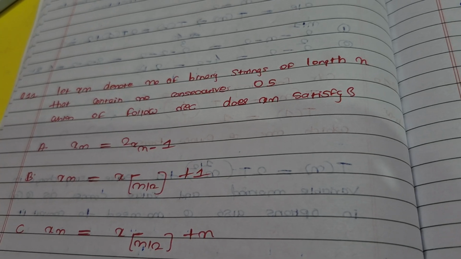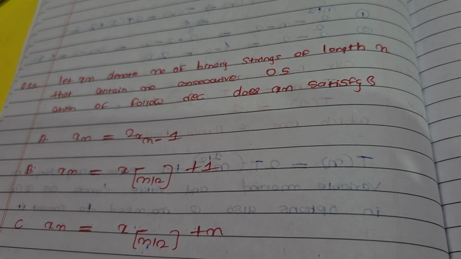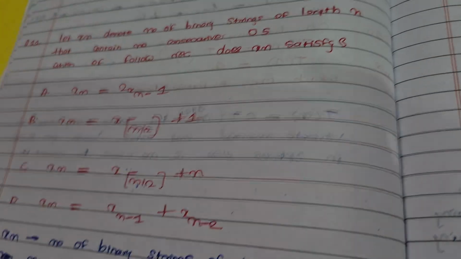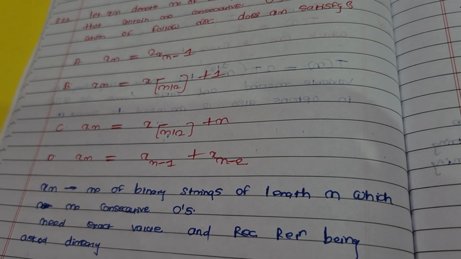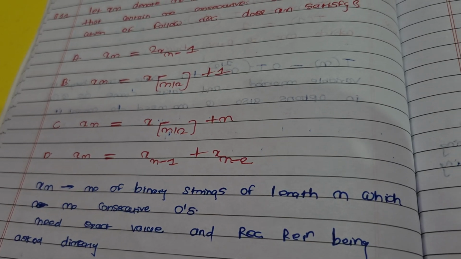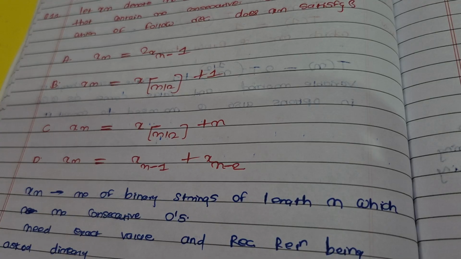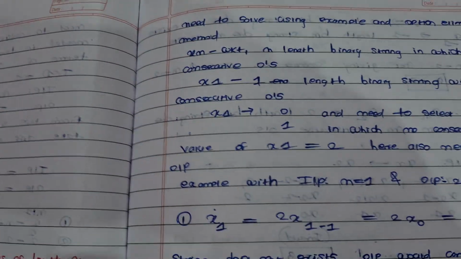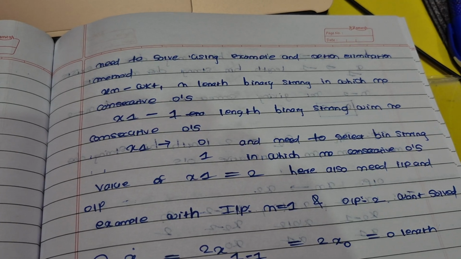Let X(n) denote the number of binary strings of length n that contain no consecutive zeros. Which of the following recurrences does X(n) satisfy? So this is an interesting question. The same question we will be getting again ahead also. X(n) is the number of binary strings of length n with no consecutive zeros. We need the exact value and the recurrence relation is being asked directly, not the asymptotic value. We need to solve using the example and option elimination method.